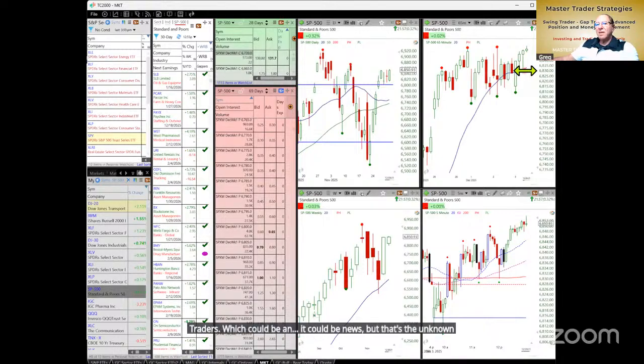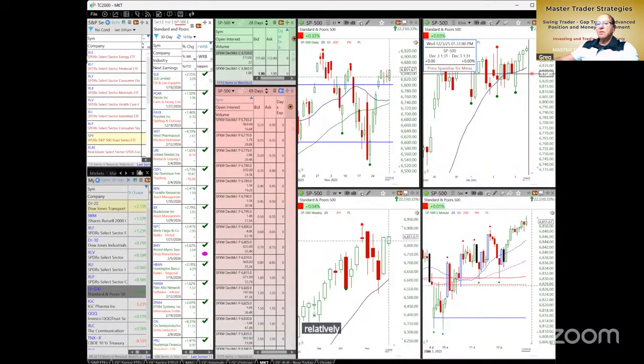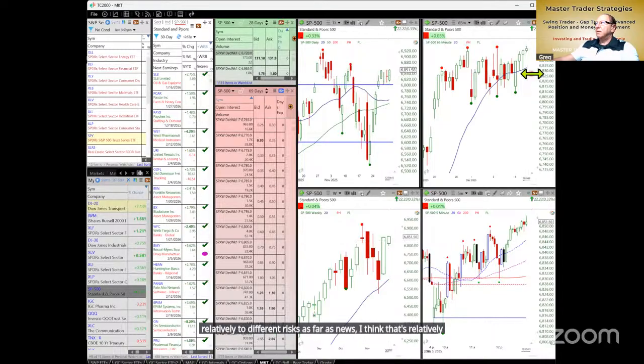So why even think about it? All I could do is look and see if there are any economic reports coming out, something major. And even if there is, how major is it? Well, the only thing that could be is a Fed announcement, but relative to different risks as far as news, I think that's relatively low. And the evidence is that you can see they keep buying down at these support areas. So we could then apply that to different instruments.